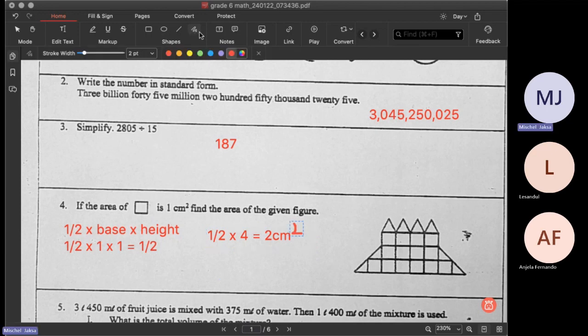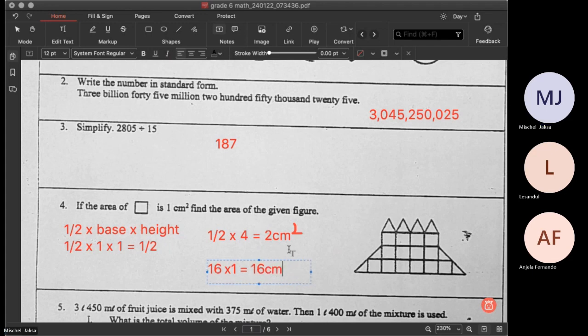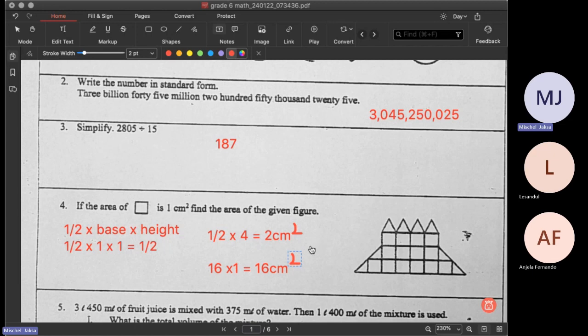Okay, Pute? Now we know the area of the triangles. Now we have to find the area of all the squares. All together we got 16 squares. So one square has an area of 1 cm2. That means we multiply 16 with 1, which is equal to 16 cm2. Now we simply have to add 2 to 16. 16 plus 2, we get 18 cm2.